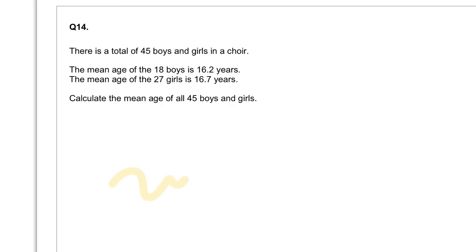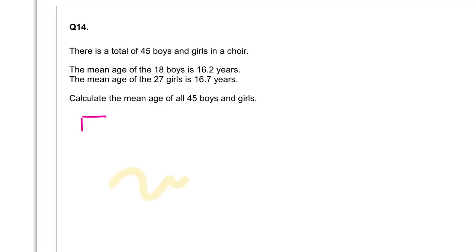Question 14. Okay, mean, median, mode, range. This is combined mean. Now, I love this because for me, I really like how I lay it out. You might not like it, but let's have a look. So there's a total of 45 boys and girls in a choir. The mean age of 18 boys is 16.2.